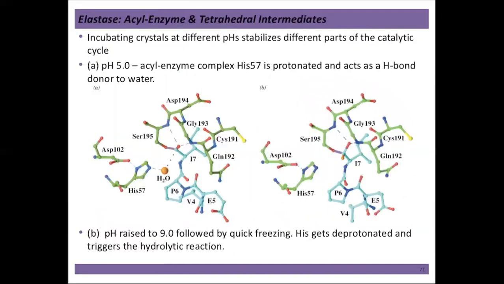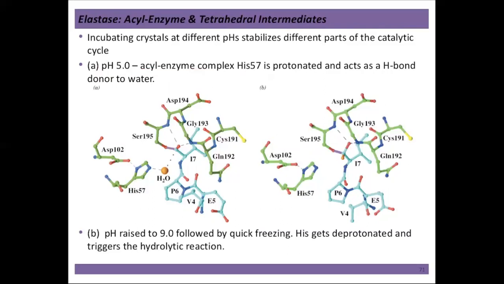So as you can imagine, this reaction is very dependent on pH because we're abstracting and adding protons. And so they can actually get crystal structures of these different intermediates and complexes by getting crystals at different pHs. So if you crystallize this out at a pH of 5, you actually get the acyl enzyme complex. Histidine 57 is protonated and acts as an H-bond donor to water.